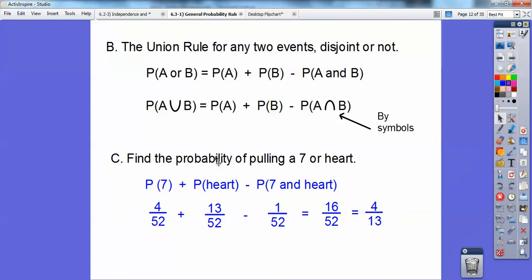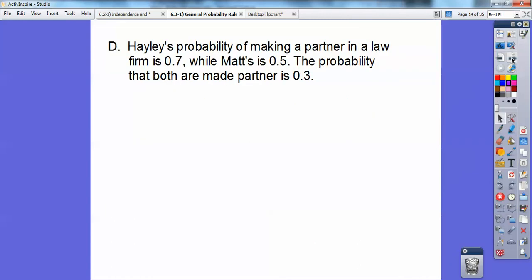Okay, so there's 4 sevens in there, out of 52 cards. There's 13 hearts out of 52 cards, and then take off that one 7 of hearts, so 1 out of 52. So that gives me 16 out of 52, which is 4 out of 13. Of course, your book likes to change it to decimal, so 0.308. Okay, easy, huh?